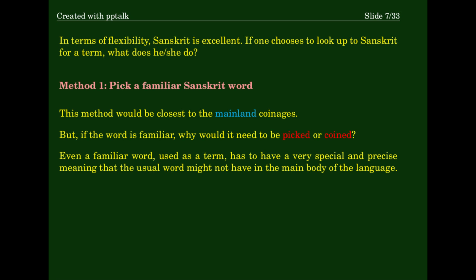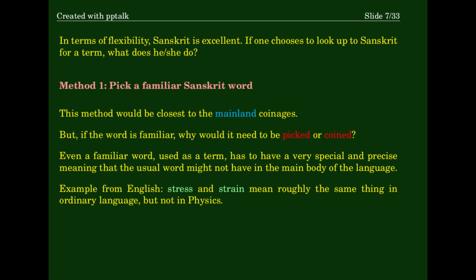This method would be closest to the mainland coinages. I mean, after all, there are some Sanskrit words in our common parlance as well. But the question comes, if the word is familiar, then why would it need to be picked or coined? The answer is that even a familiar word used as a terminology will have to have a very special and precise meaning that the usual word might not have in the main body of the language.